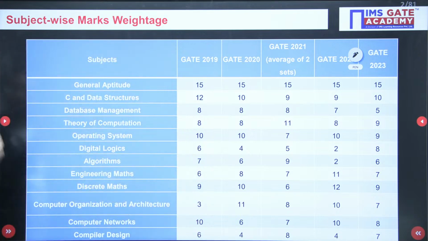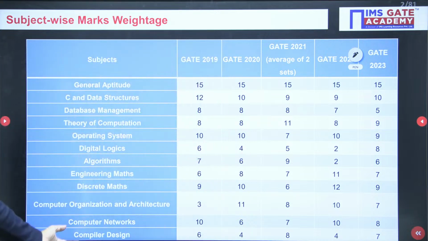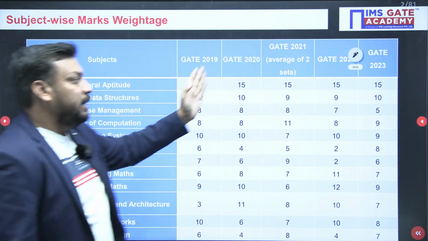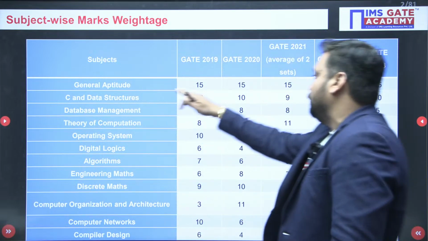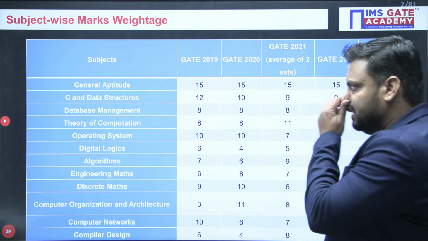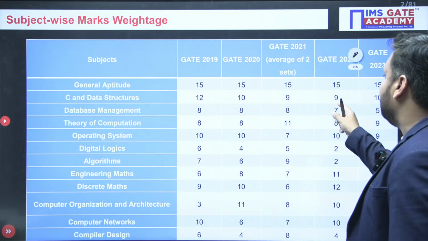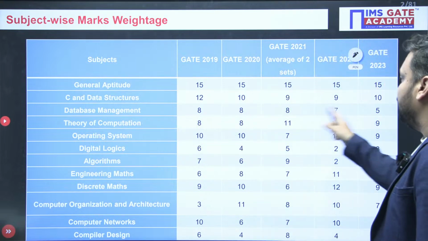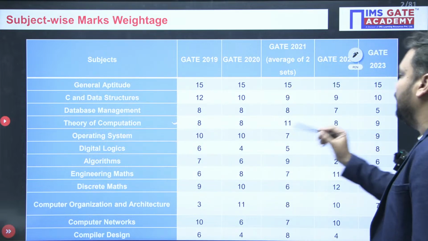First of all, we'll discuss the subject wise weightage. In computer science, as far as each subject is concerned, we'll discuss the subject wise weightage from the last 5 years, from 19 to 23. If I talk about the general weightage, general aptitude is generally fixed at 15 marks. Data structure and C, the weightage varies from 9 to 12. DBMS varies between 5 to 8. Theory of computation varies between 8 to 11.